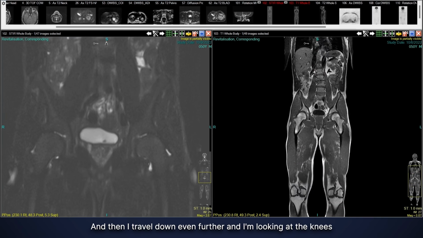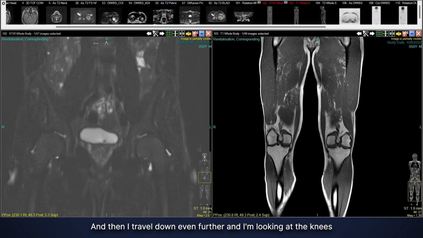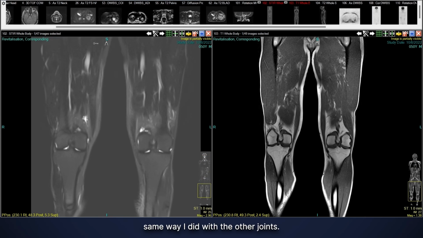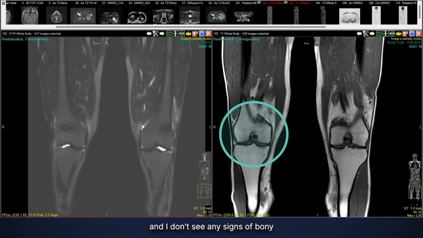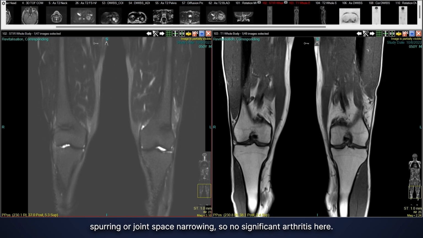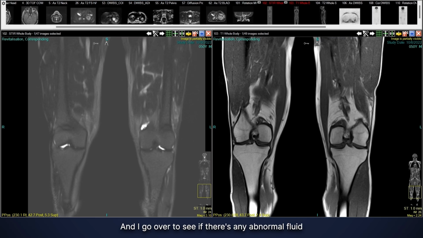And then I travel down even further, and I'm looking at the knees, the same way I did with the other joints. And here I can see the left knee, and here I can see the right knee, and I don't see any signs of bony spurring or joint space narrowing, so no significant arthritis here. And I go over to see if there's any abnormal fluid either within the joint or around the joint, and we see normal fluid in the joint and no abnormal fluid around the joint.